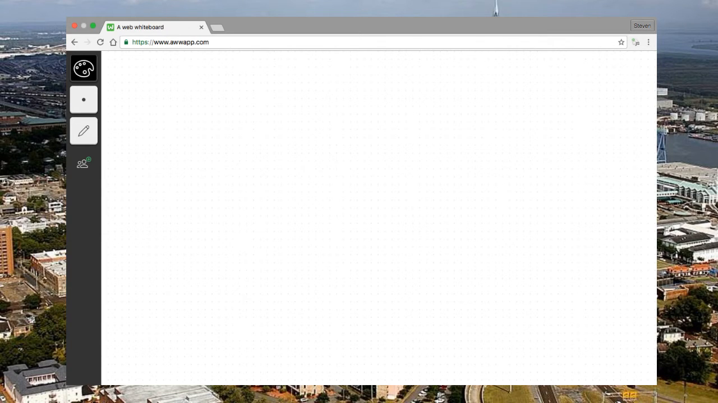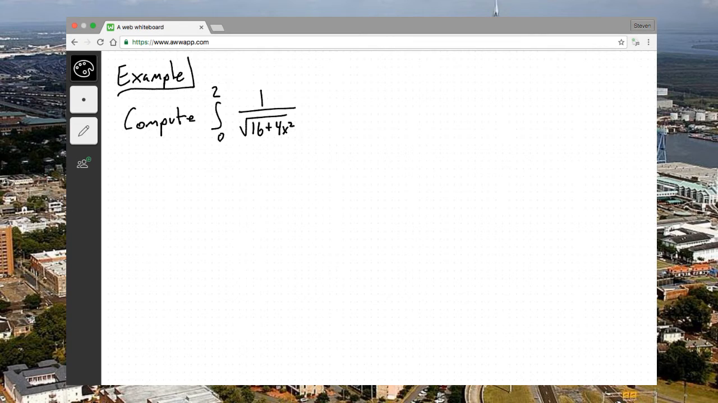Let's take a look at another example where we're asked to compute the integral from 0 to 2 of the fraction 1 over square root of 16 plus 4x squared. And because there's not an x next to the dx, the simple substitution u equals 16 plus 4x squared just won't work for us. So we're going to need to use the trig substitution.